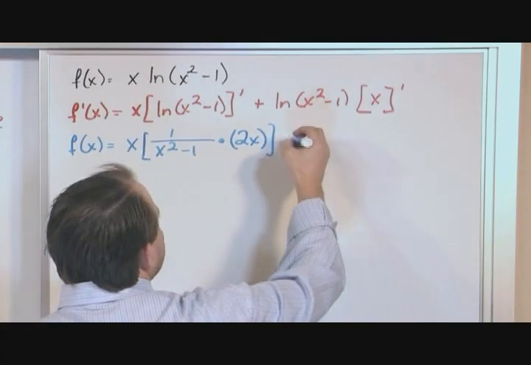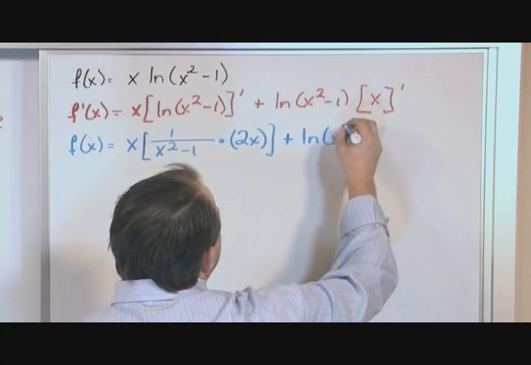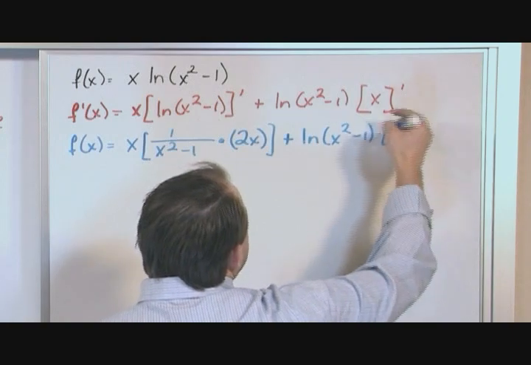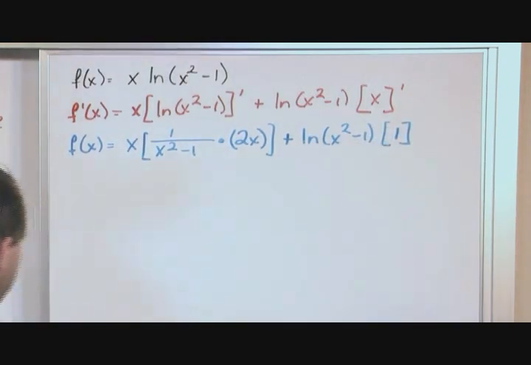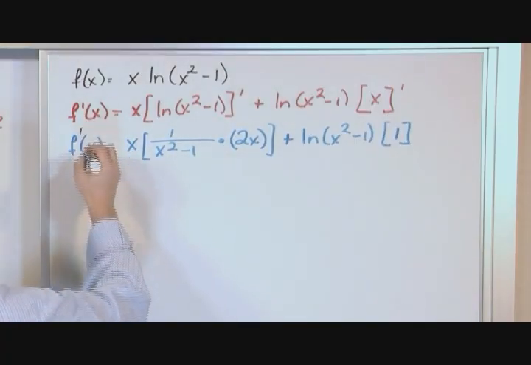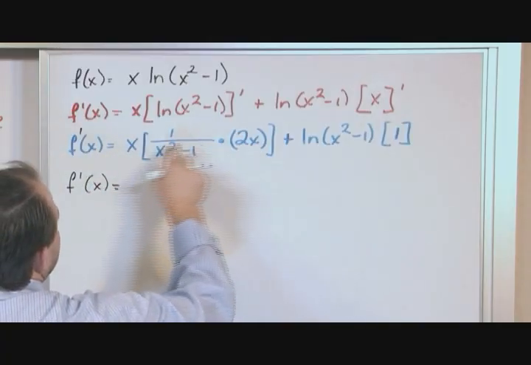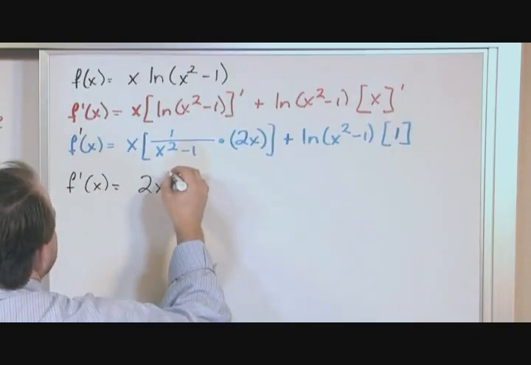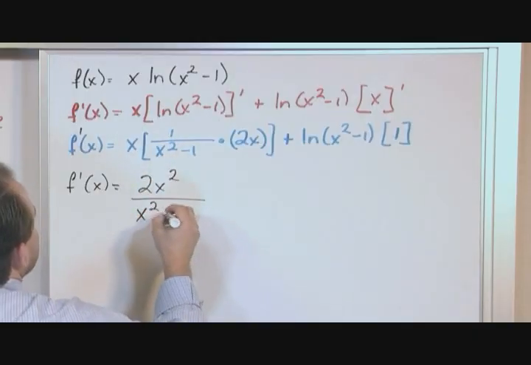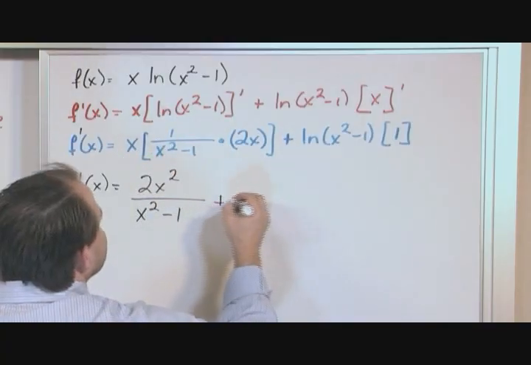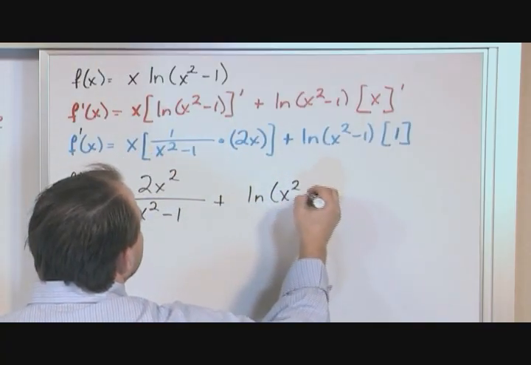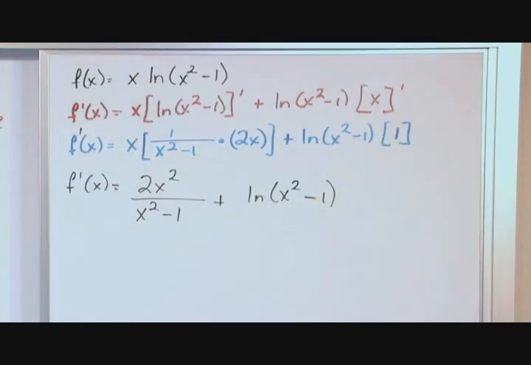Now over here, we have the natural log of x squared minus 1, and the derivative of this x is just 1. Okay? So basically our derivative's done. This is the answer, but let's simplify it a little bit. So f prime of x is equal to 2x squared. This is all multiplied together, so we have 2x squared over x squared minus 1, that's this whole term, plus natural log of x squared minus 1. So I have 2x squared over x squared minus 1 plus natural log x squared minus 1. That's the answer. So that's what you would circle on your test.